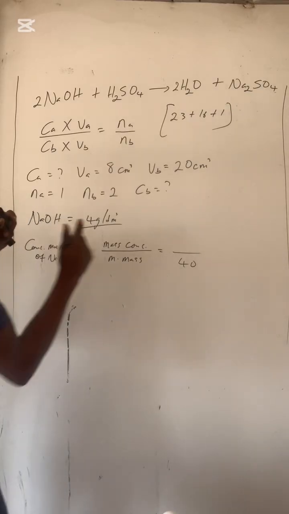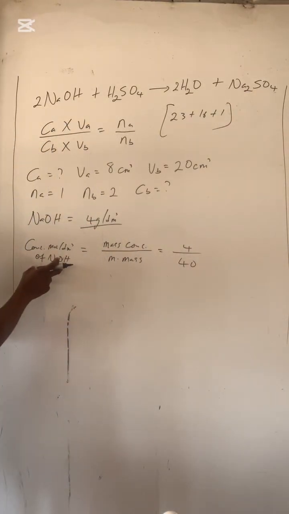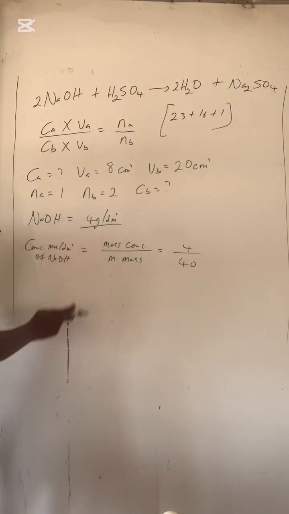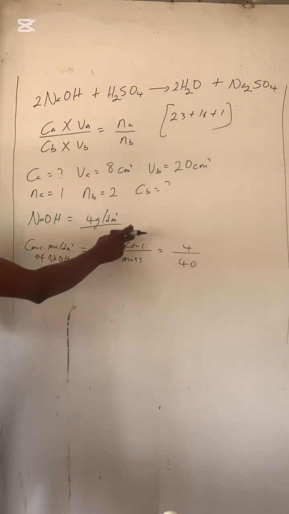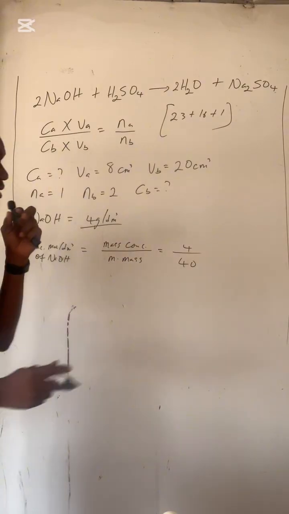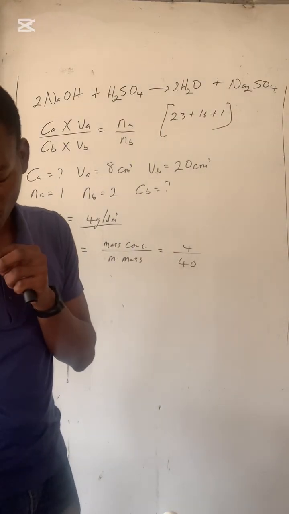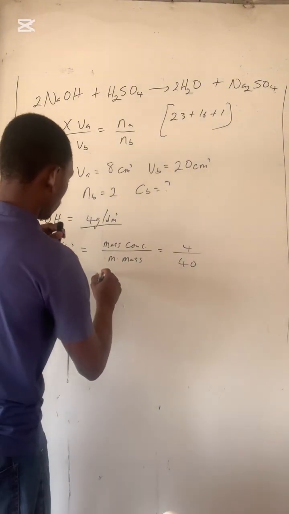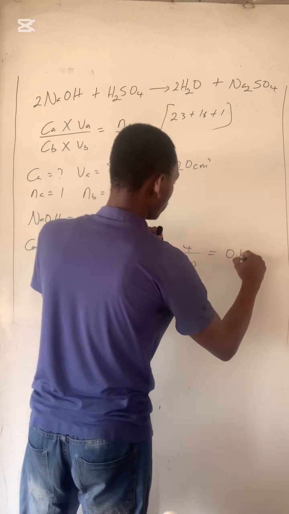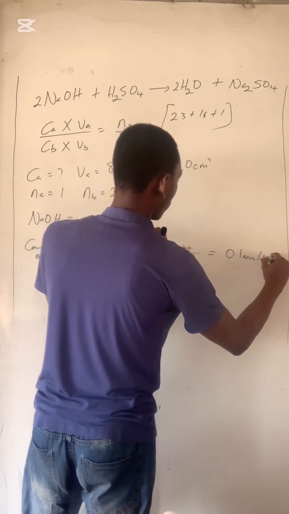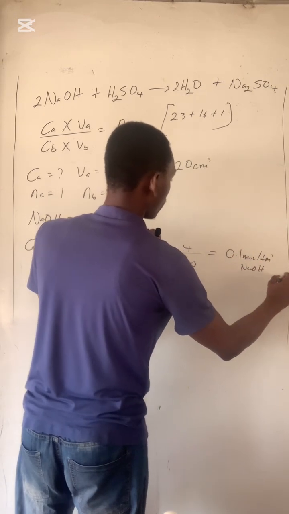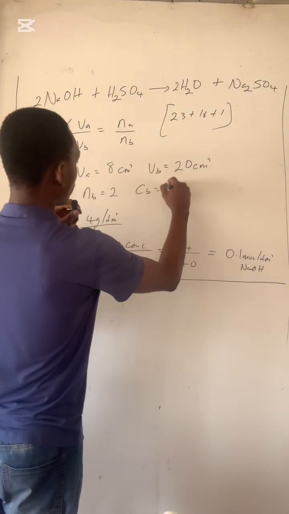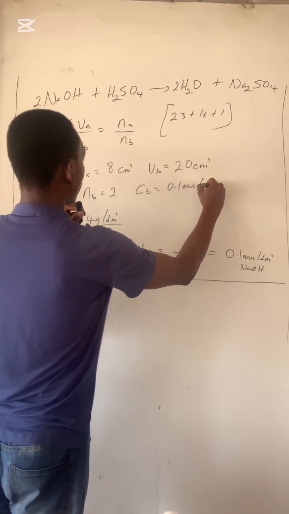Now, what is the mass concentration? It's 4. Remember that we want to calculate the molar concentration, but we are given the mass concentration, and we know that the formula for molar concentration is mass concentration divided by the molar mass. So 4 divided by 40, that should give us 0.1, right? That should give us 0.1. So the molar concentration of the base is 0.1 mole per dm³ of sodium hydroxide. So we've gotten our Cb to be 0.1 mole per dm³.